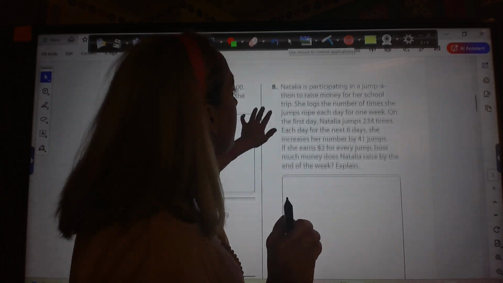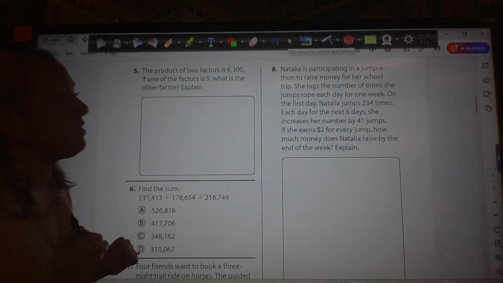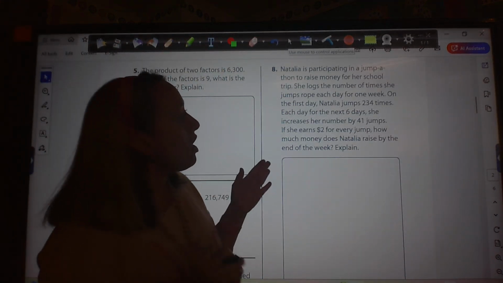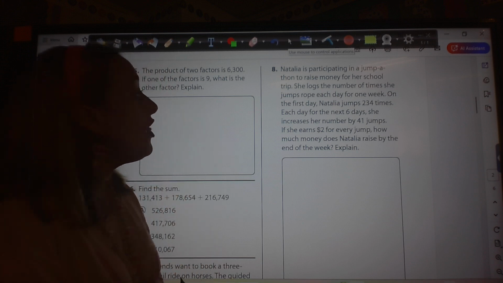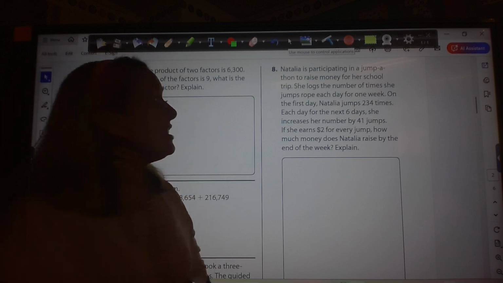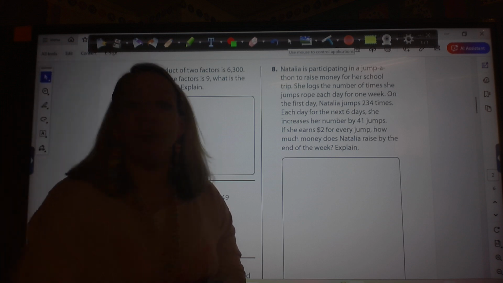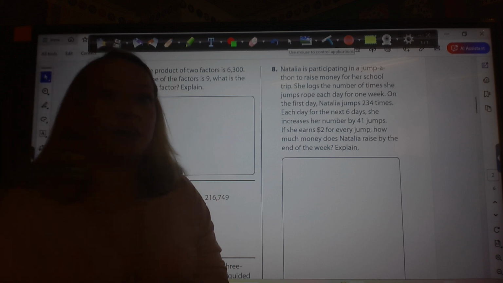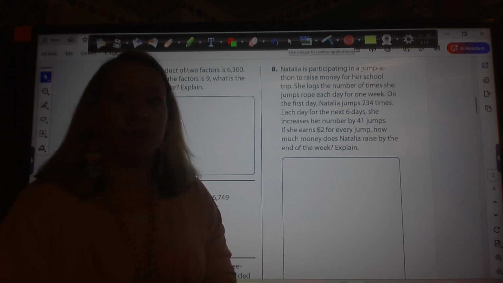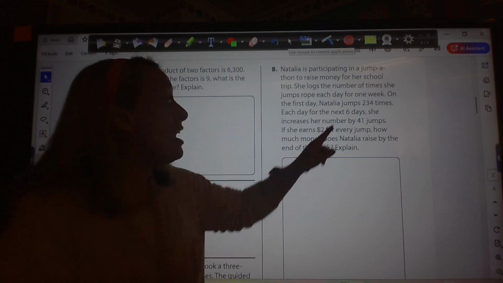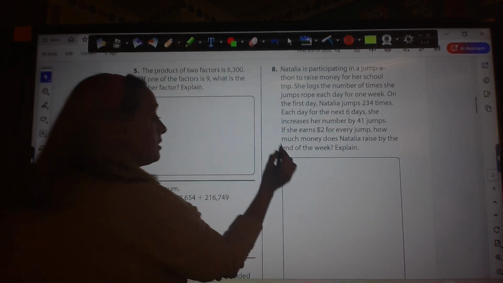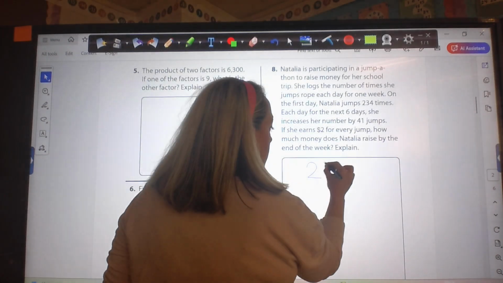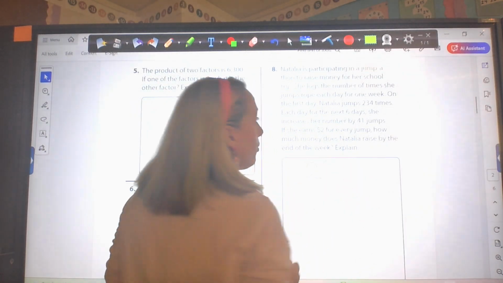Okay. Natalia is participating in a jump-a-thon to raise money for her school trip. She logs the number of times she jumps rope each day for 1 week. On the first day, Natalia jumps 234 times. Immediately, what am I going to do? I'm going to write down 234, because on day 1, she did 234.